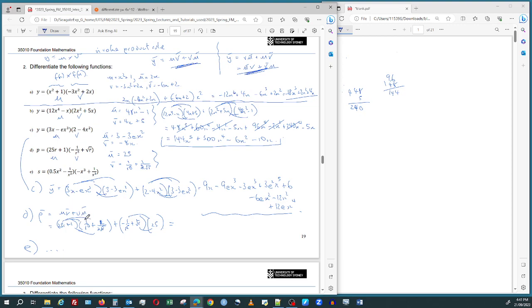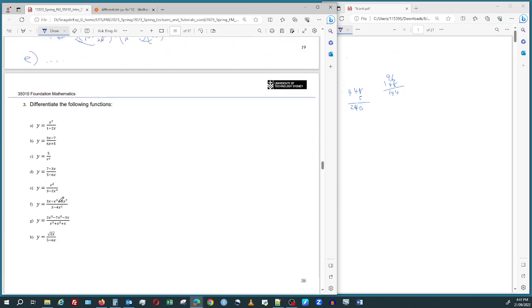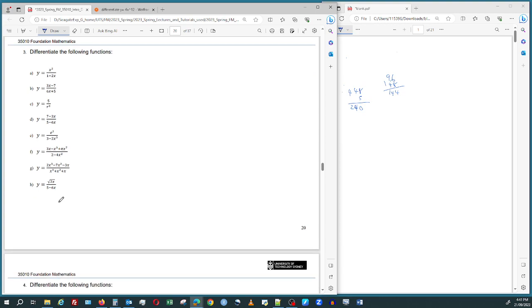Alright, similar kind of thing for our quotient rules. Our quotient rules rely on us using quotient rule itself. So we have a function in the form of a quotient. Okay, then we're going to use the U dv minus v du over v squared. Okay.